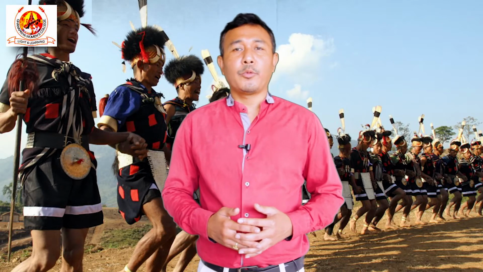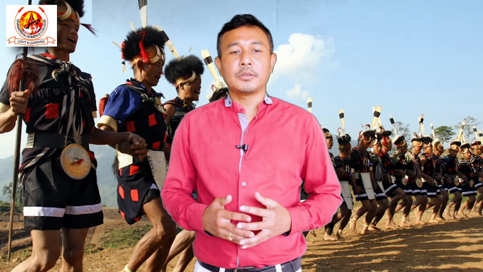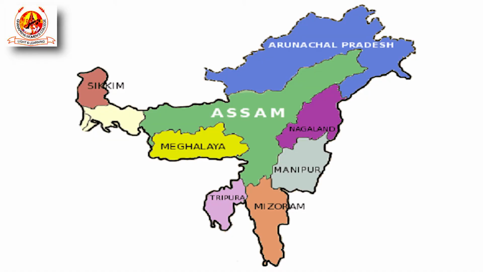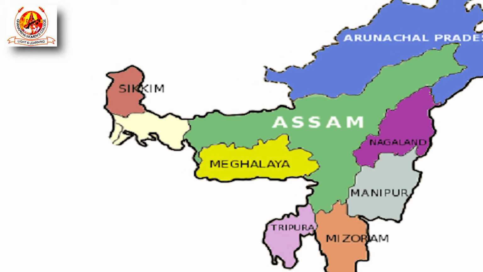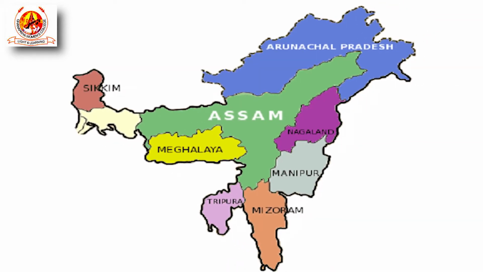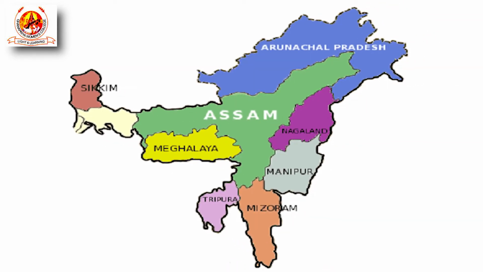As you must be aware, the Northeast region of India is often called Seven Sisters, comprising the states of Assam, Arunachal Pradesh, Manipur, Meghalaya, Mizoram and Tripura. However, after Sikkim joined the Indian Union in 1975, Sikkim was also included as part of Northeast India.